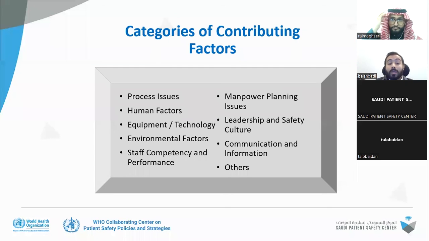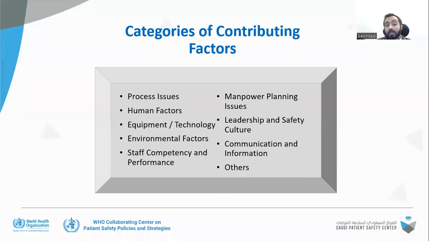If you look at these contributing factors: process issue, human factor, equipment, technology, environmental factor, staff competency, manpower planning, leadership and safety culture, communication and information, it mostly covers all of the possible contributing factors. Go through the website. Even someone who has zero experience in RCA, if he follows the steps, will be able to identify the safety gaps. Excellent.